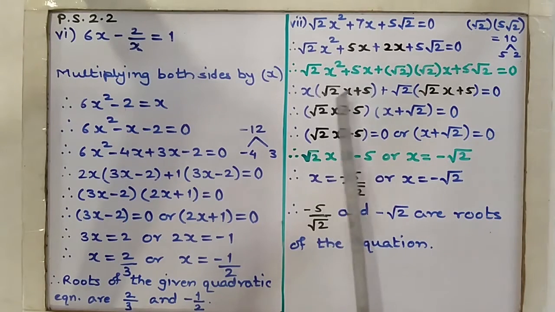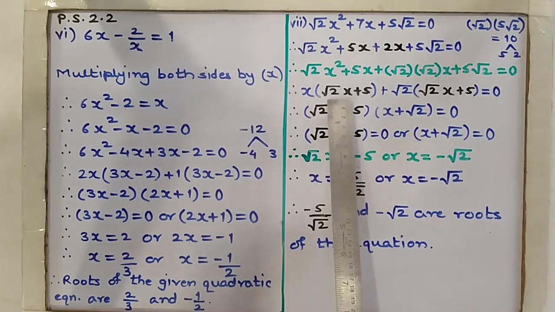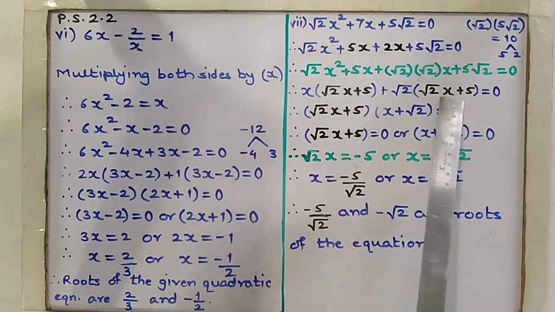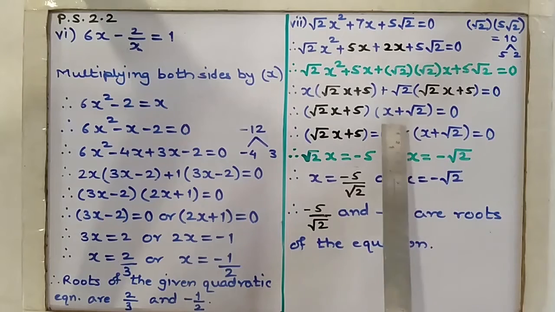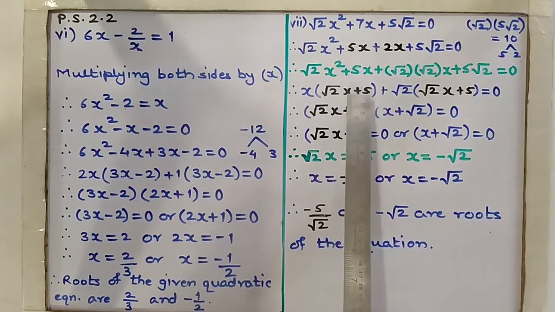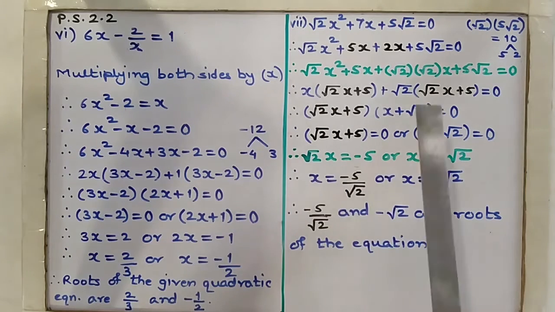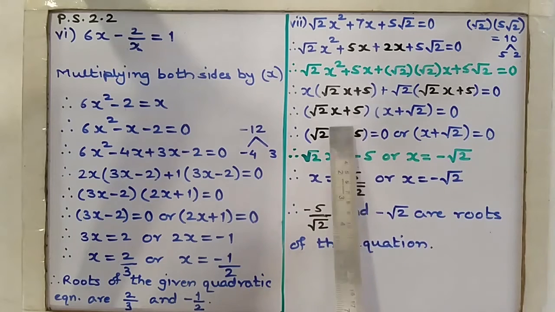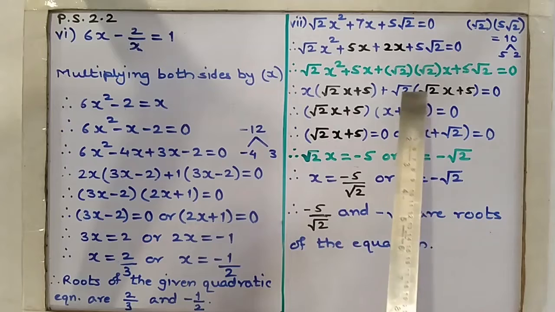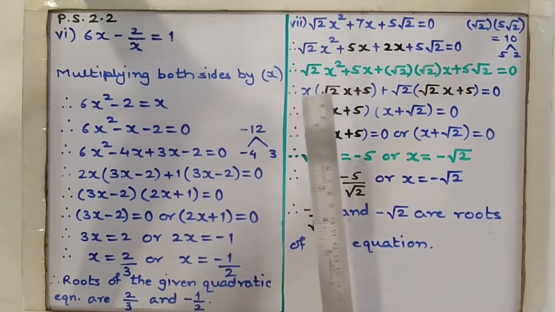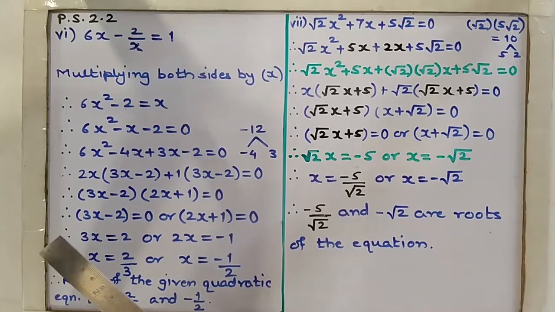Now see these two terms. From these two terms we can take root 2 x plus 5 as common. So if we take this root 2 x plus 5 as common, what we'll get inside the bracket? From this term we have taken root 2 x plus 5 as common, so over here you will get x. And from this term also, you will get root 2. So therefore (root 2 x plus 5)(x plus root 2) is equal to 0.